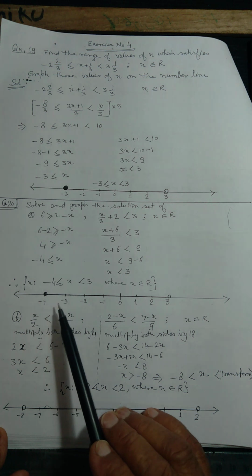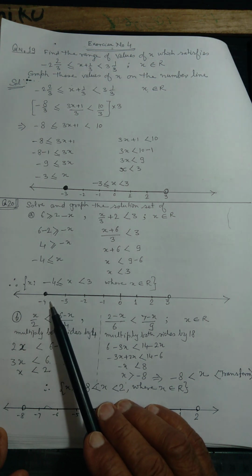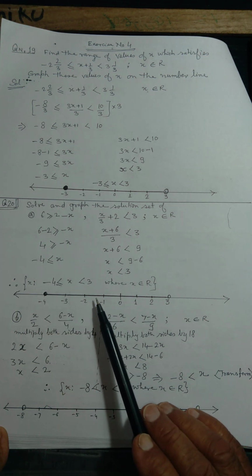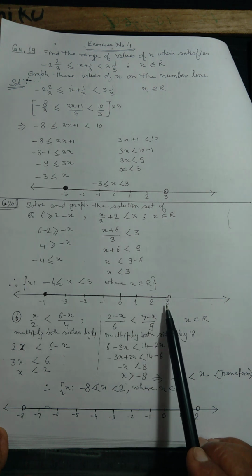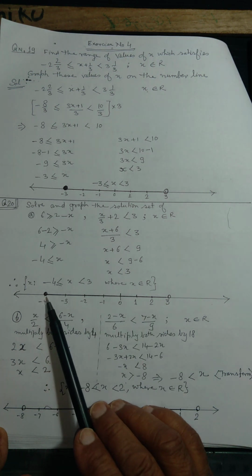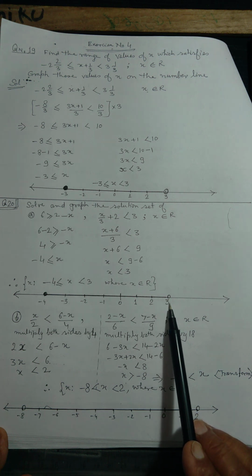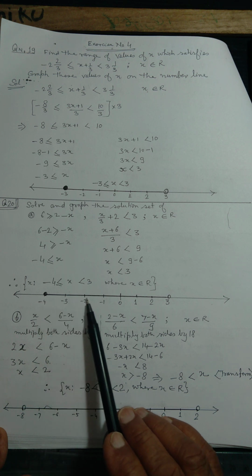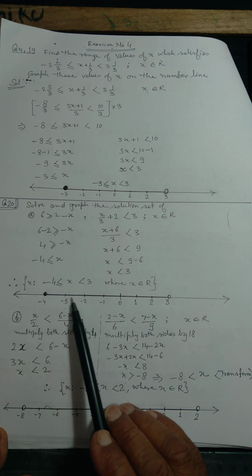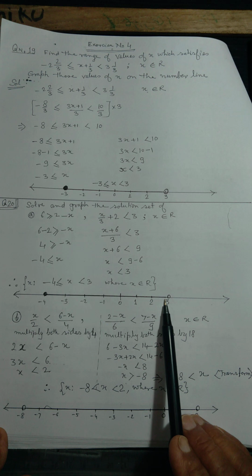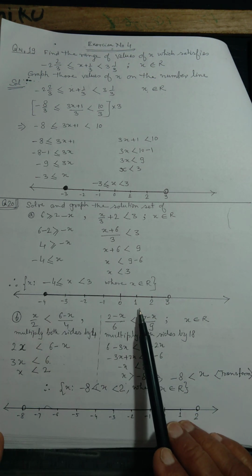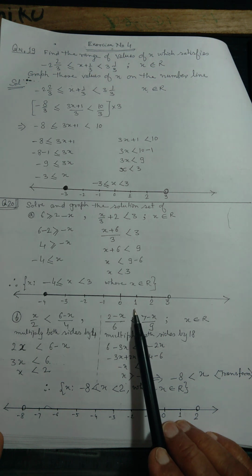It's minus 4 here and 3 will be here. So minus 4 is included, whereas 3 is excluded. The graph will start from this point to this point, a complete darkened line. This will be the graph of the A part of question number 20.